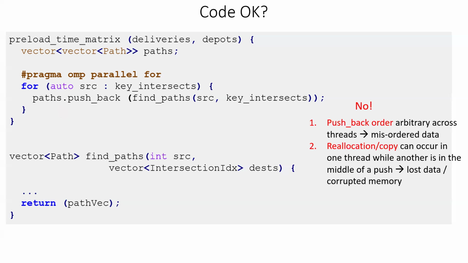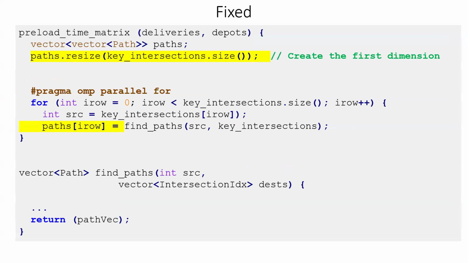So the right way to do this is to always resize the outer vector by the intersections and always store to the correct index. Every thread writes to a separate memory, so there's no reallocations and the order is not messing up.